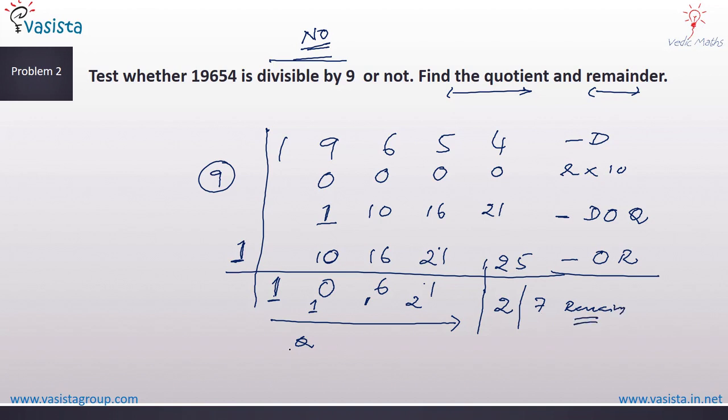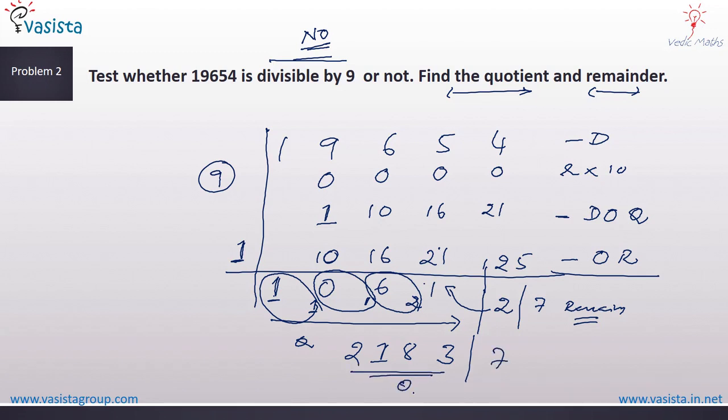Now to find the actual quotient, this 2 we need to add to the last digit. So 2 plus 1 is 3. Then 6 plus 2 becomes 8. Then 1 plus 0 is 1. 1 plus 1 becomes 2. So 2183 is going to be your quotient, and 7 is going to be the remainder.